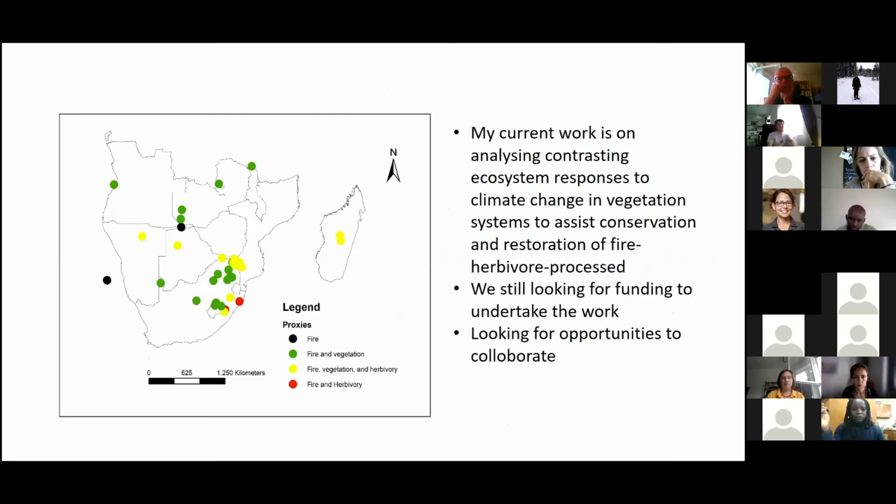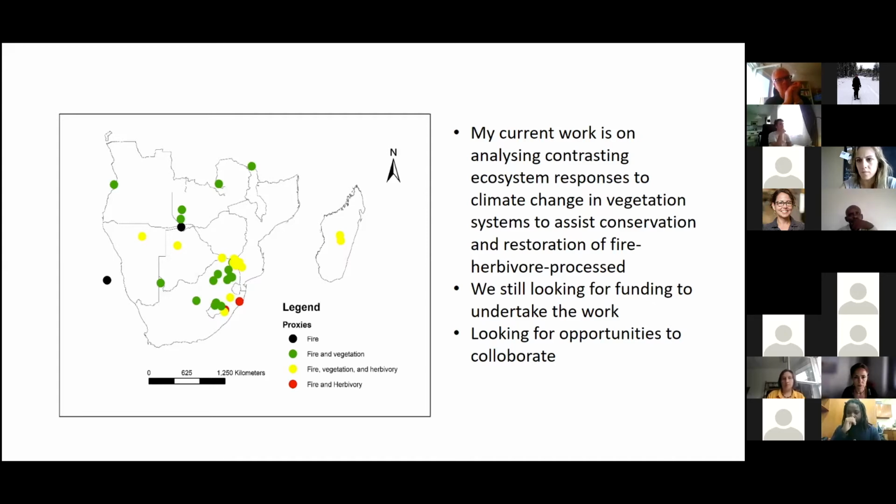One of the things that I'm looking at is fire, because it's one of the things that shaped this map in Southern Africa. These are the proxies that we have. Ideally, we want to have fire, herbivory, and vegetation together so that we can make a good holistic analysis. But for most of the yellow dots, there are very few. You can see most of it is just fire and vegetation. So we would like to at least get this work going.